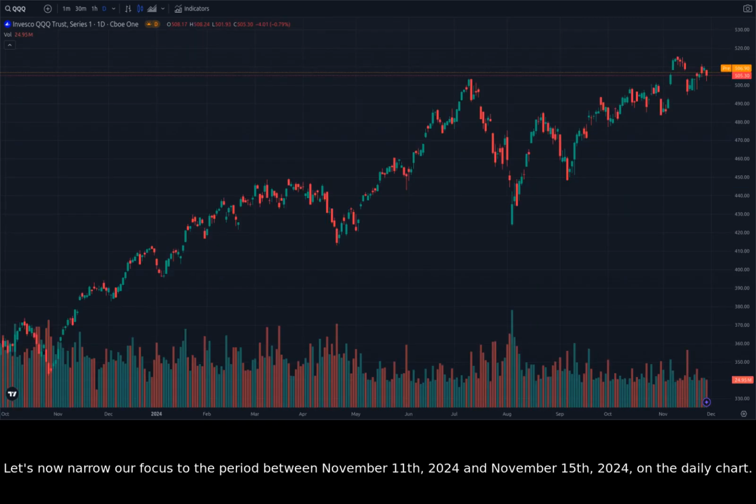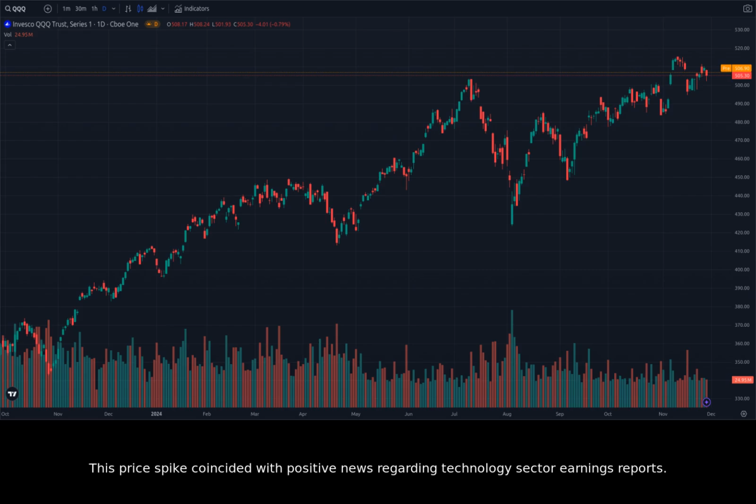Let's now narrow our focus to the period between November 11th, 2024 and November 15th, 2024 on the daily chart. During this week, a significant upward push was observed, which is an indication of a bull market. This price spike coincided with positive news regarding technology sector earnings reports. The correlation between positive news and price action highlights the importance of keeping up with relevant news. Note the increase in trading volume during this move. This further strengthens the bullish case during this week.